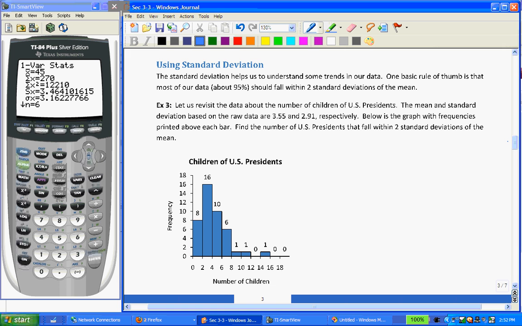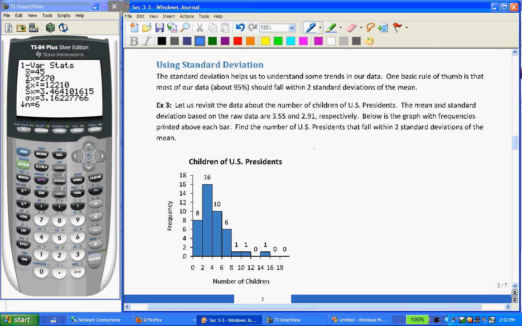Okay, using standard deviation. The standard deviation, as you've seen so far, helps us to understand some trends in our data. One basic rule of thumb is that most of our data, about 95%, should fall within 2 standard deviations of the mean. Let's take a look at an example to see what we really mean by that. Example 3. Let's revisit the data about the number of children of U.S. presidents. The mean and standard deviation based on the raw data are 3.55 and 2.91. So this was calculated for you.